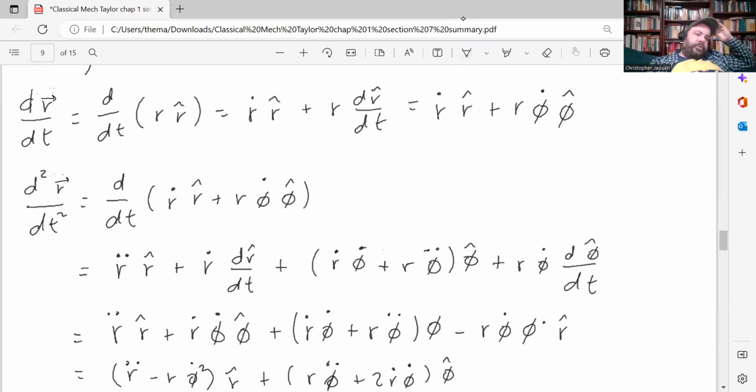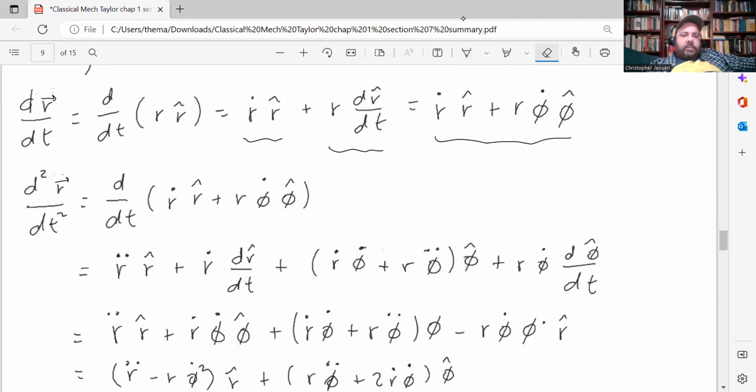Okay, so the first time derivative of the position vector with respect to time is given by the derivative of r times r hat, right? Remember we had that simple representation for the position vector in polar coordinates. And that's just using the product rule, equal to r dot times r hat plus r times d r hat dt. We can plug in our formulas that we just derived up above to get r dot times r hat plus r phi dot times phi hat. That gives us the first derivative.